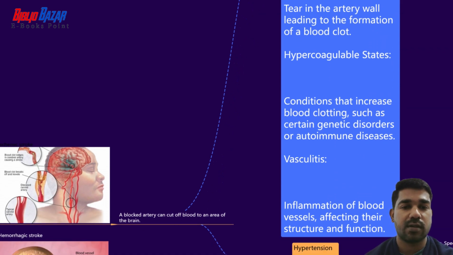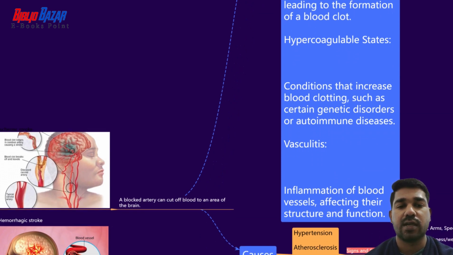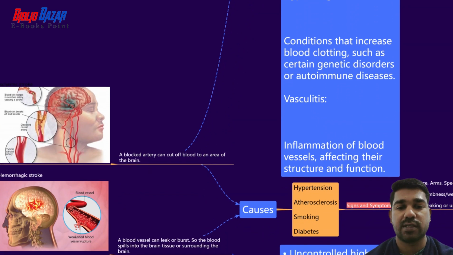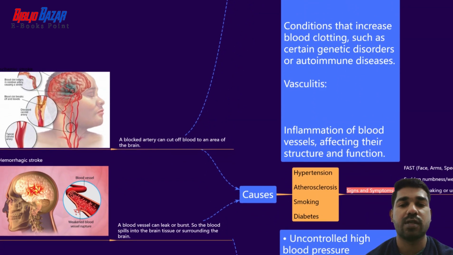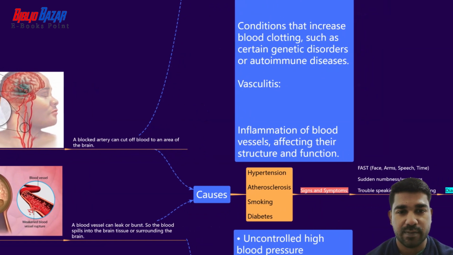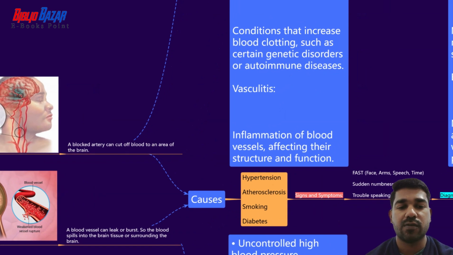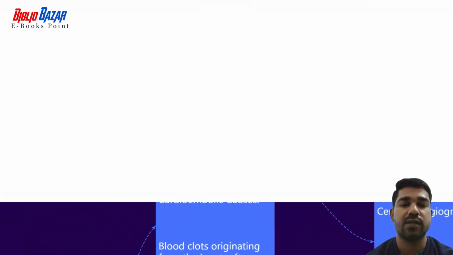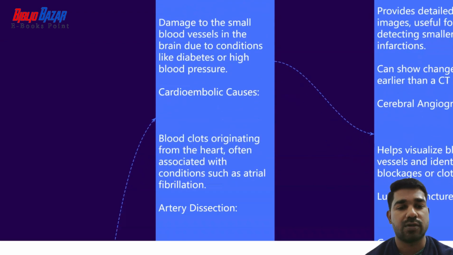Then hypercoagulable status, a condition where blood clotting is excessive, mostly seen in smokers. Then vasculitis, inflammation of the blood vessels affecting their structure and function, which leads to blood clot formation. This also leads to ischemic stroke.